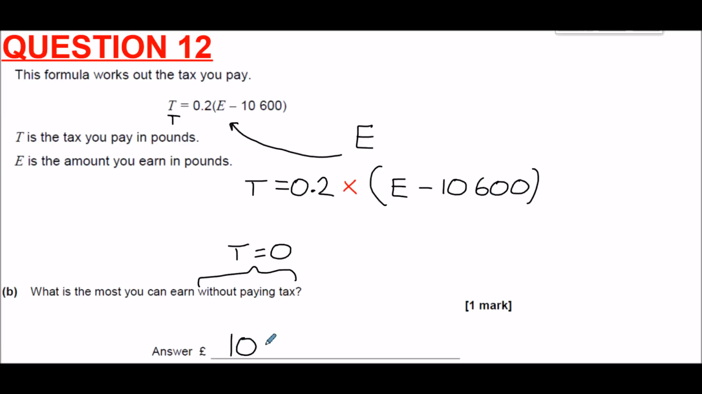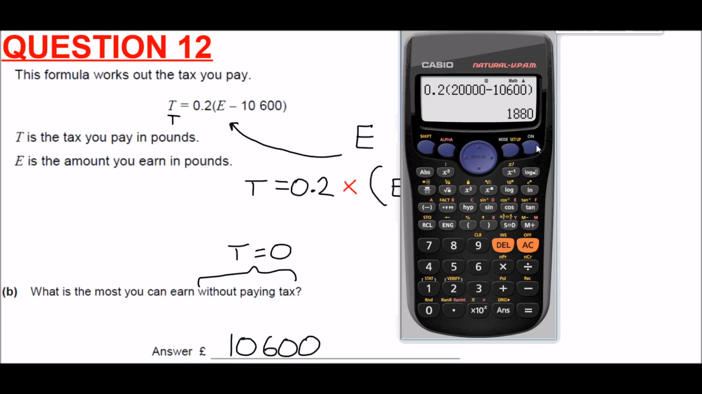So above £10,600 you'd pay tax, but below that threshold no tax would be paid. Again, you can try it on your calculator if you're ever unsure. So 0.2, then brackets, 10,600 minus 10,600 gives us 0, which is what we're after.